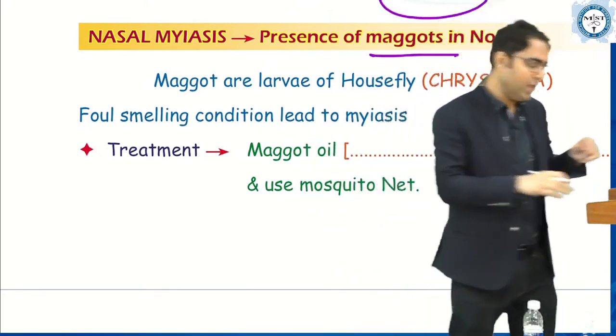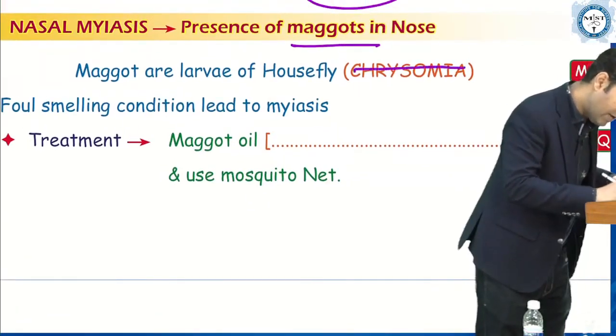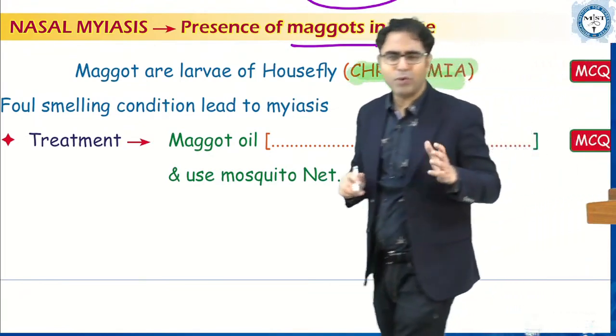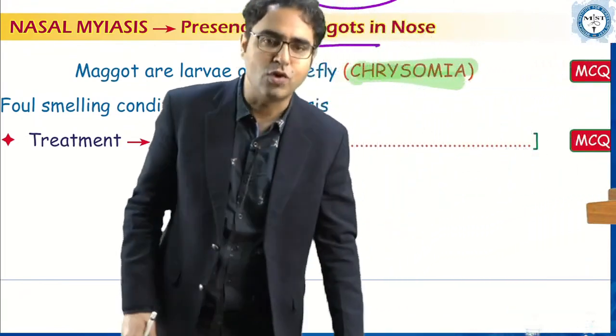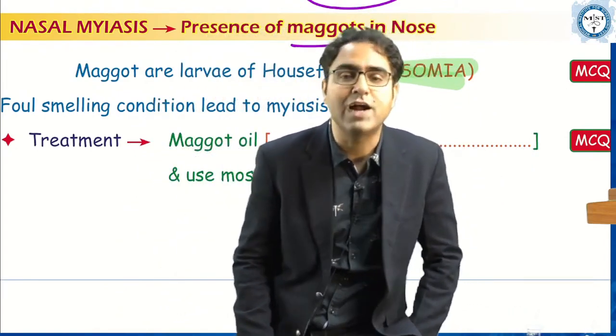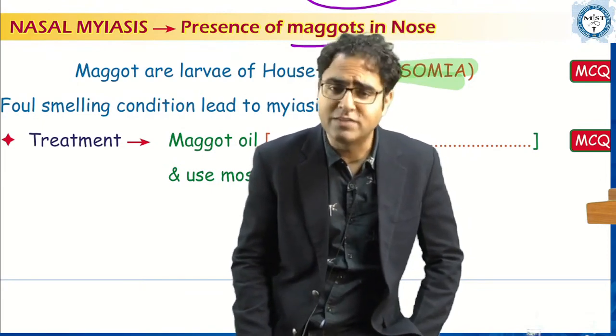Maggots are larvae of the housefly, and the scientific name of the housefly is Chrysomia, beta. Chrysomia is the name of the family. I hope you remember the 11th class zoology. The commonest housefly is Musca domestica, beta. If you remember, I remember it still.